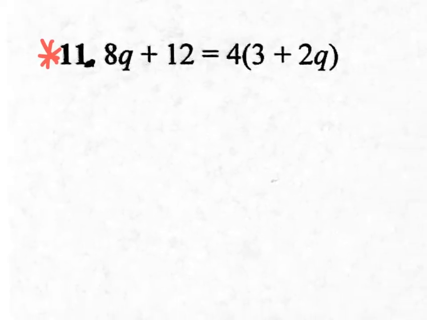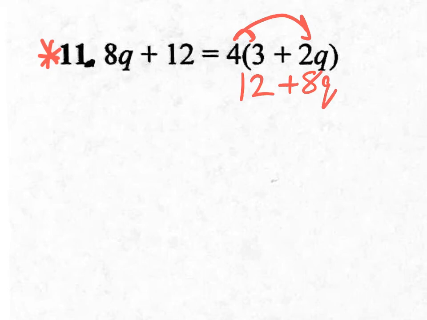Number 11. Let's start simplifying. There is no distributive property on the left. There is no combining like terms on the left. I am going to distribute on the right. So 4 times 3, that's 12. 4 times 2q, that's 8q. That's simplified now. Let me bring down the equal sign. Let me bring down everything else, the plus, the 8q.